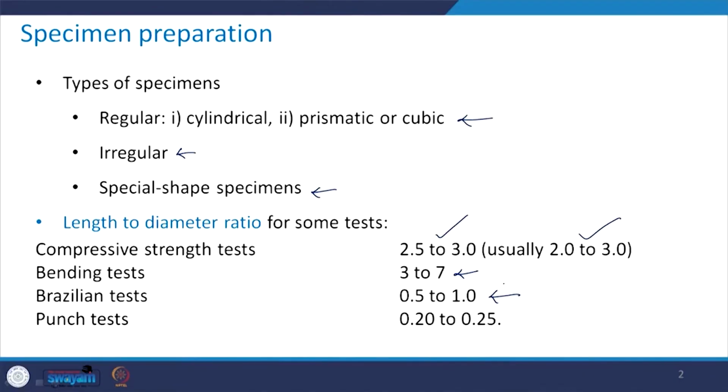So, you can see that L by D ratio here is between 0.5 to 1. Likewise, for punch test, it can be 0.25 to 0.2. Okay. So, this is what ISRM guidelines are for the length to diameter ratio for some of these salient tests. One needs to keep this in mind while preparing the specimen.